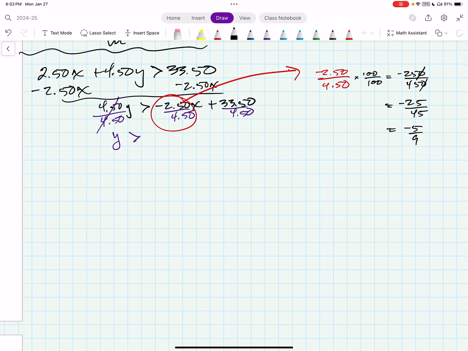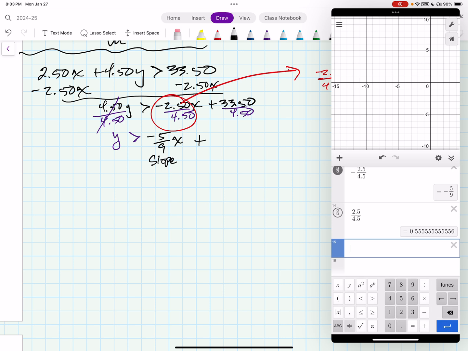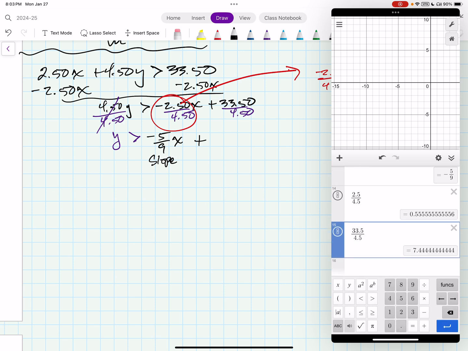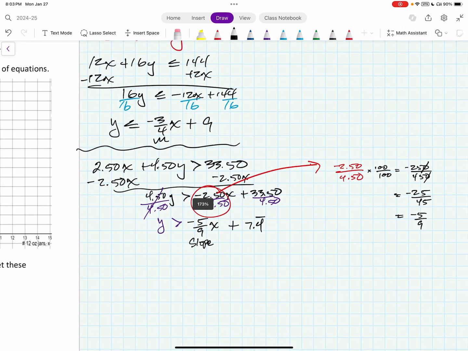Okay, so I know just by using some arithmetic here that my slope is negative 5/9. But what in the world is this? So let's bring this in here and work this out. 3350 divided by 4.5 is 7.4 repeating. Now, to get a fraction from this is a little bit more difficult, but that's okay. That's all we need.